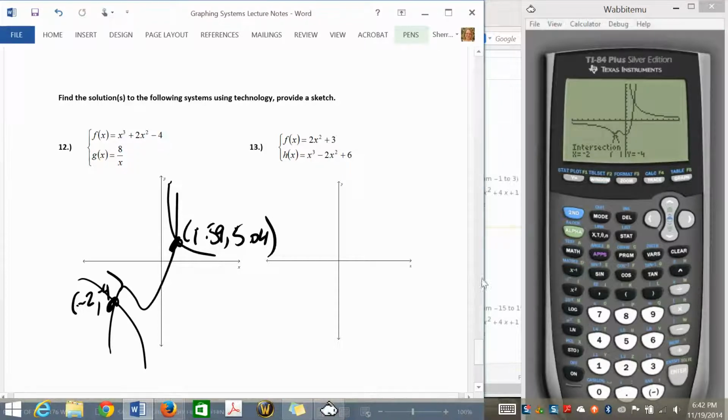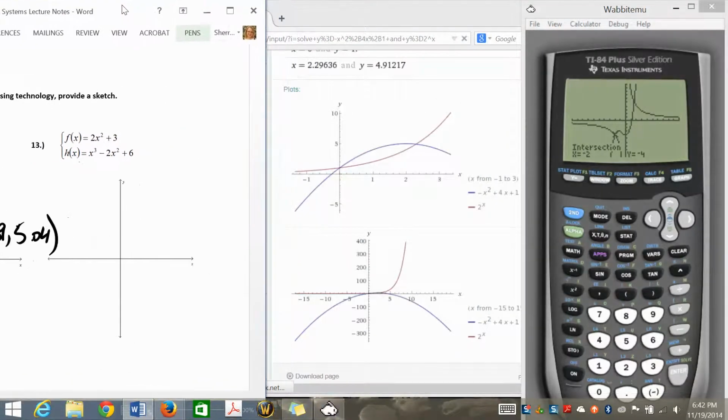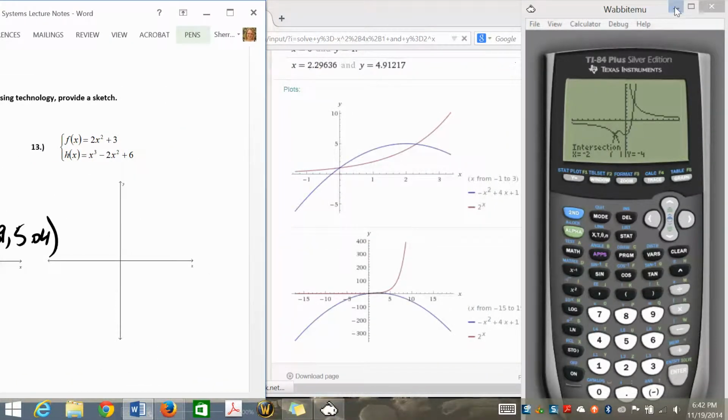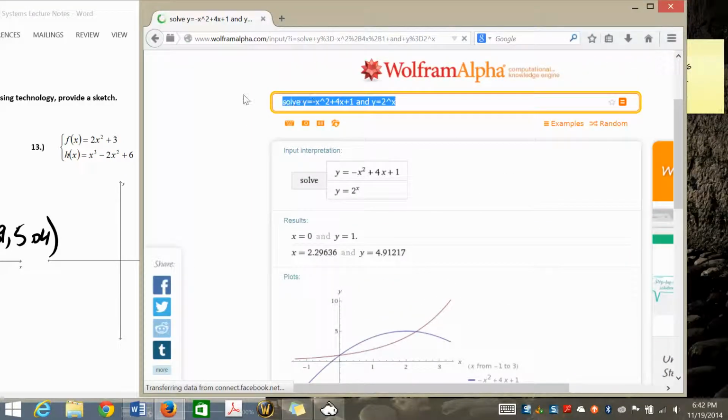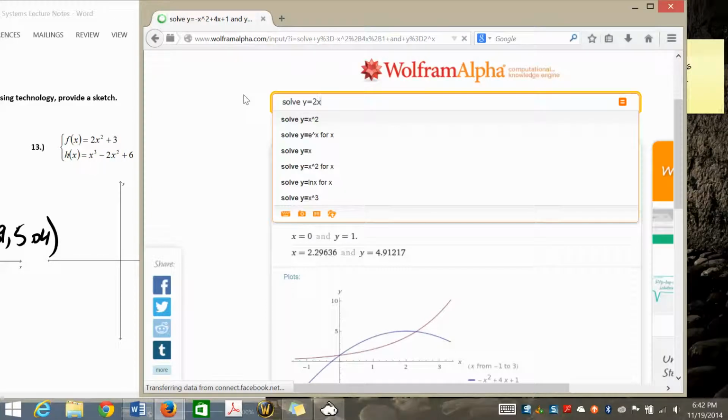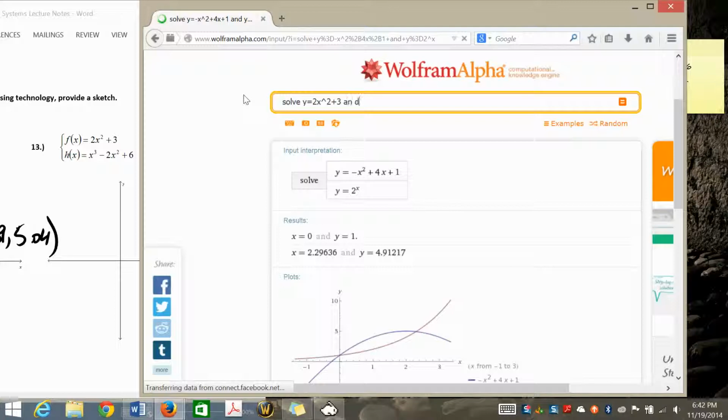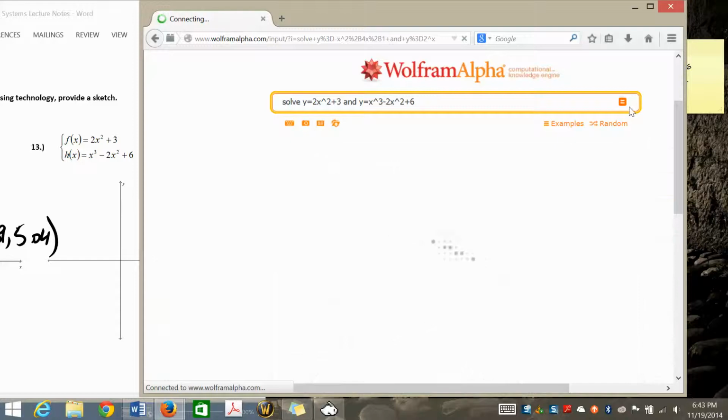All right, for the last example, let's go back and try Wolfram Alpha again. This time what we want to graph, I'll slide this over here so we can see both screens at the same time, and close this one down for a sec. This time what we'd like to do is solve these two functions. So we want to solve y equals 2x squared plus 3, and y equals x cubed minus 2x squared plus 6. And let's see how that does.